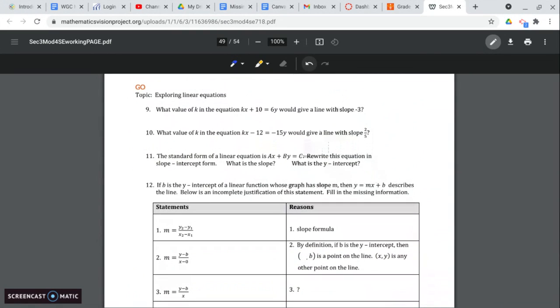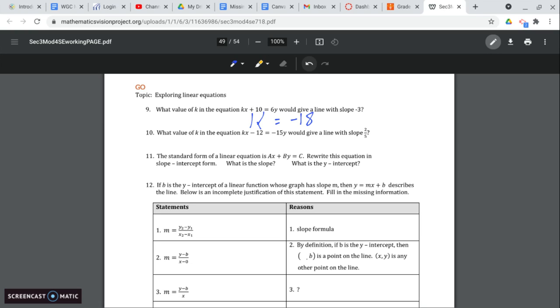The last section, exploring linear equations. What value of k in the equation kx plus 10 equals 6y would give a line with a slope of negative 3? So what can we divide by 6 to get negative 3? Well, that would be negative 18.